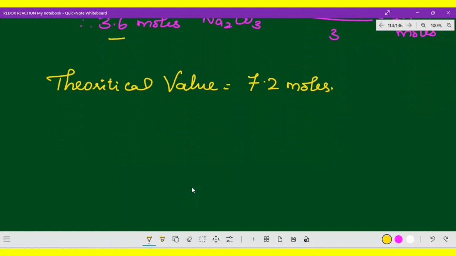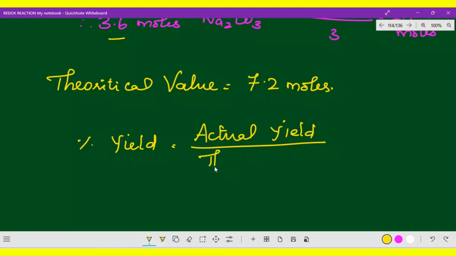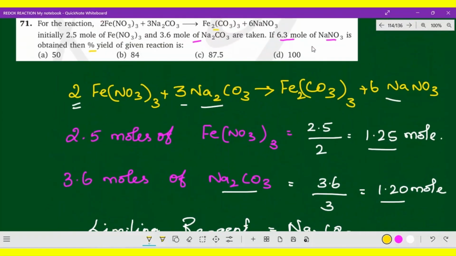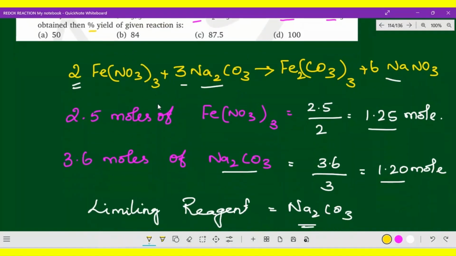Now we have to go for the percentage yield. So what formula will you be using? Actual yield by theoretical yield. Let me write that formula for you. Percentage yield equals actual yield divided by theoretical yield. The actual yield is what they have given in the question: 6.3 moles of sodium nitrate obtained. So that is the actual yield.